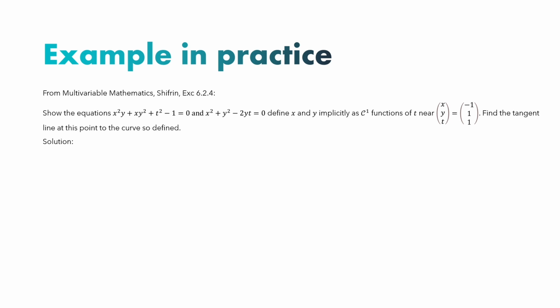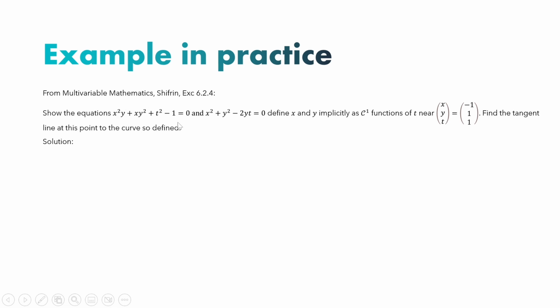So here's an example from the excellent textbook Multivariable Mathematics by Shifrin. We'll take a look at exercise 6.2.4. It's as follows. We're going to show that the equations defined by x squared y plus x y squared plus t squared minus 1 being equal to 0, and x squared plus y squared minus 2yt being equal to 0, those two equations together define x and y implicitly as C1 functions of t near the point (x, y, t) being (-1, 1, 1). And then we'll find the tangent line at this point to the curve so defined.